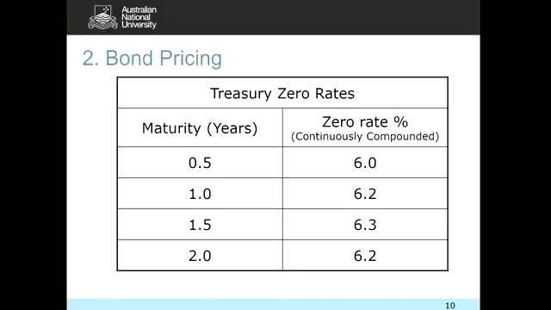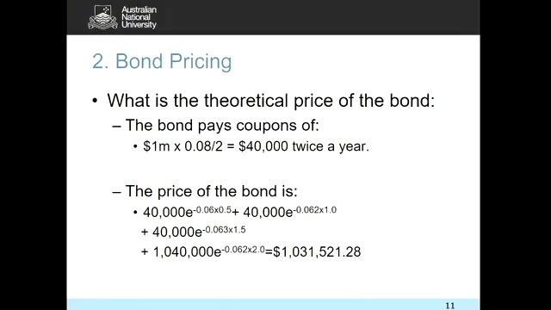So no longer are interest rates fixed for the whole period of time. They could be, but in this particular example, they're not. Interest rates fluctuate through time. So when you work out the value of this bond, that first $40,000 gets discounted back at 6 months. So e to the power of -0.5 times the interest rate of 6%, and then so on. Now it's 6.2% back a year, 6.3% back 1.5 years, and finally 6.2% back at 2 years.